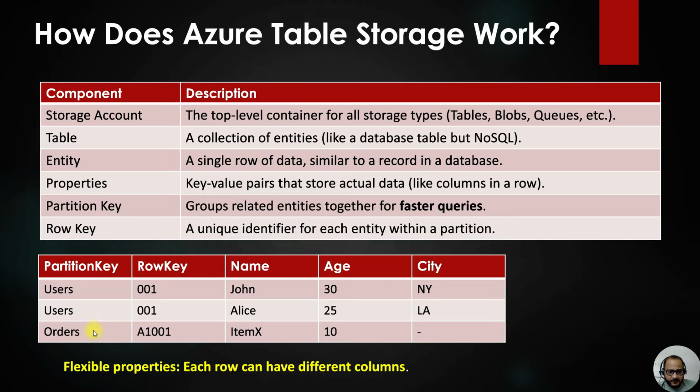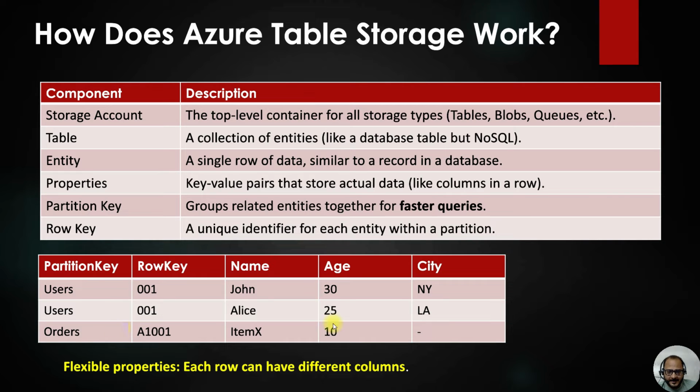And if you can see another row here, we have orders, and the row key is different. So if you have another row called orders, the row keys and the item name and values will be different. In that case, you can fetch the record of orders with the help of partition key and row key. And each row can have different columns.